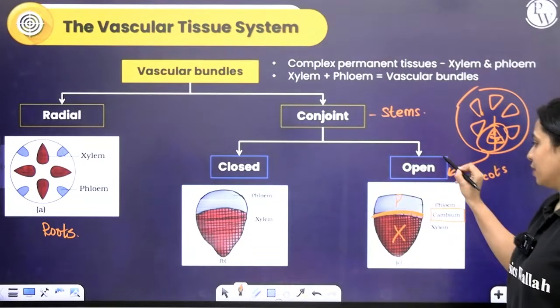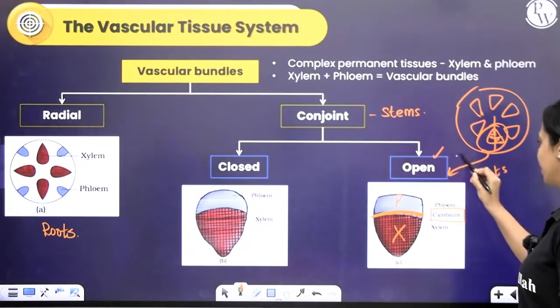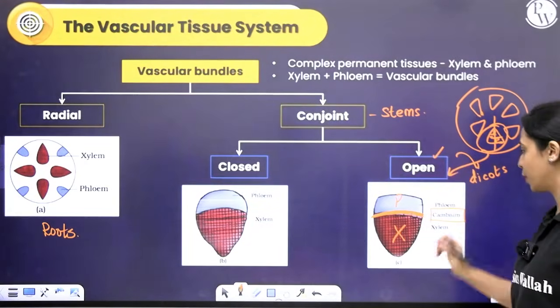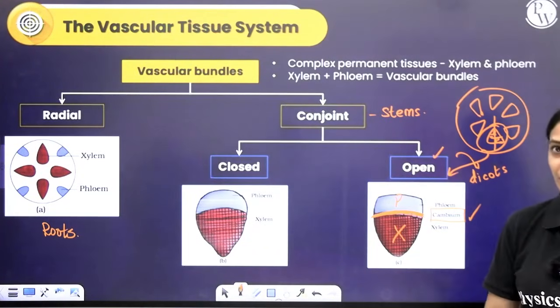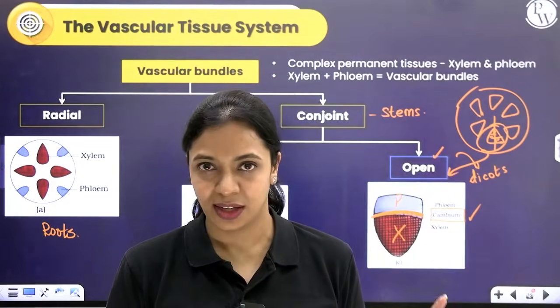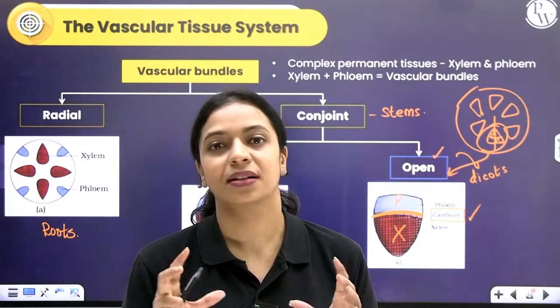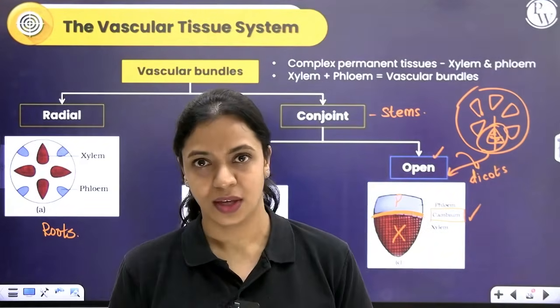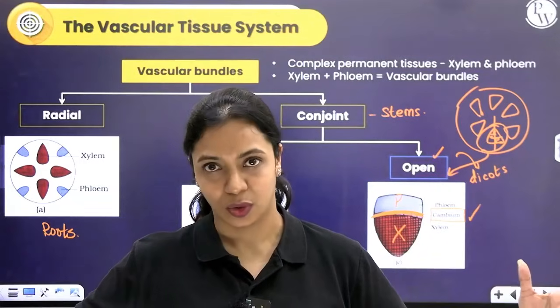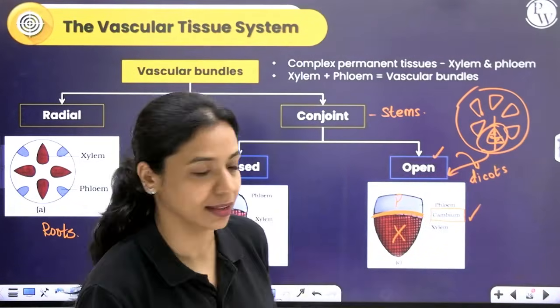The reason we call vascular bundles open type in dicots is that cambium is present between xylem and phloem. Because cambium contributes to secondary growth, because of the presence of cambium, this type of plant stem is open to secondary growth. It's open to becoming larger and increasing in girth.